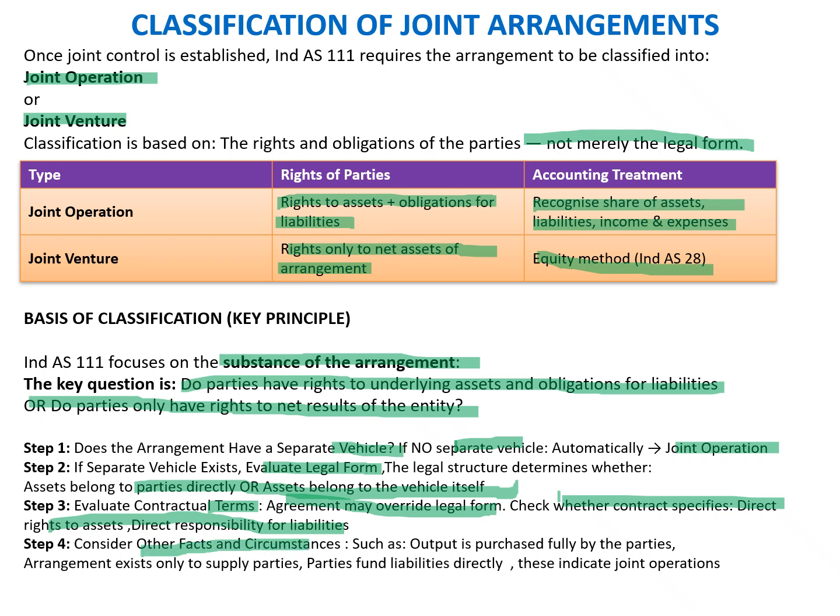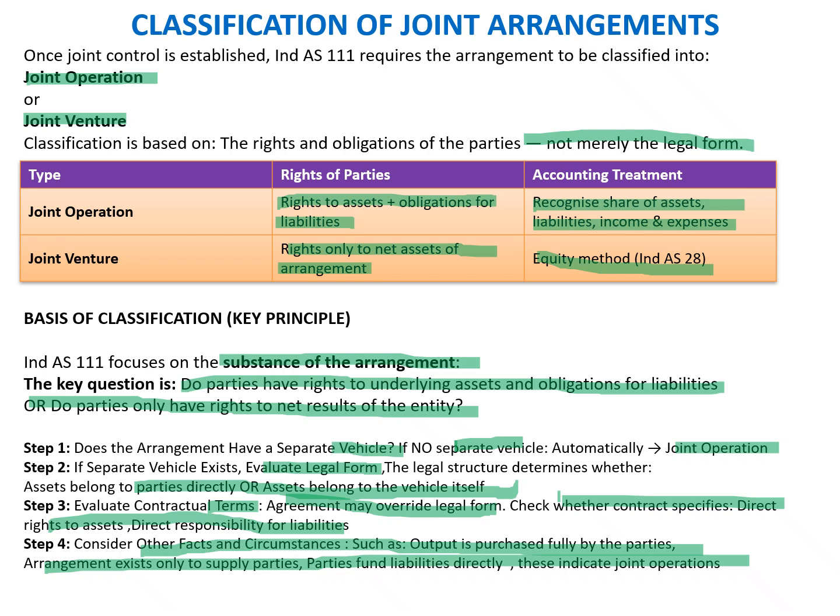Consider other facts and circumstances, such as the output being purchased fully by the parties, or the arrangement existing only to supply the parties, or the parties funding liabilities directly. Basically, if there are indicators that the parties are acting specifically for their own set of assets and liabilities, then it cannot be treated as a joint venture, even though they have created a special purpose vehicle, a limited liability partnership or a limited company.